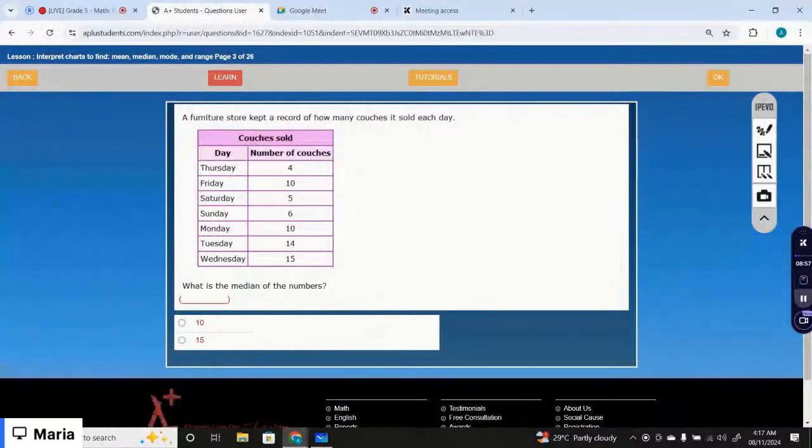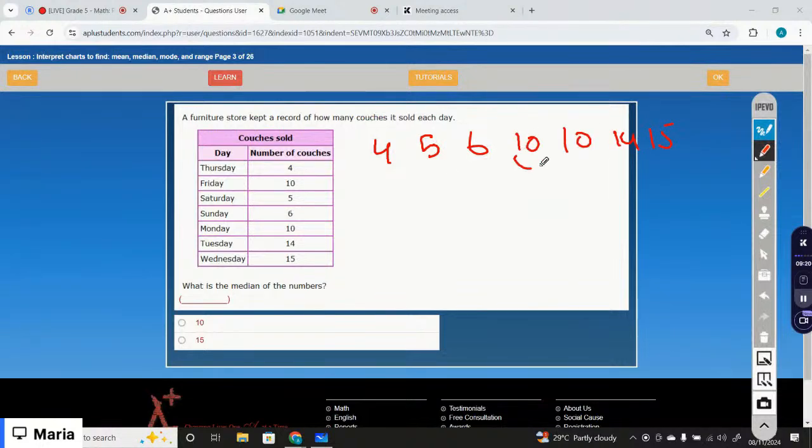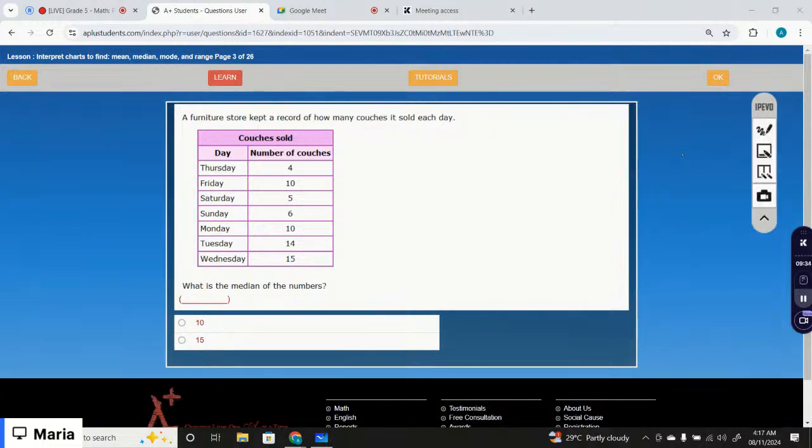A furniture store kept a record of how many couches it sold each day. What is the median of the numbers? You need to calculate the median. So the median is, let's just arrange them from least to greatest: 4, 5, 6, 10, 10, 14, 15. So the median is 10. Before the 10 you have three numbers, after the 10 you have three numbers, right? So that means the median is 10. The correct option is 10. Option number 1 is the correct option.